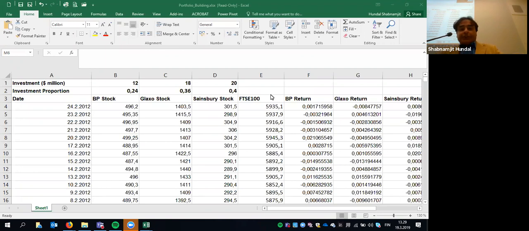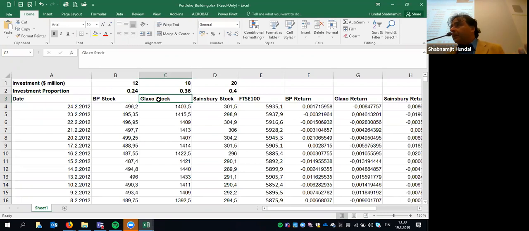Okay, so let's imagine that there is an investor and he has got 50 million. You can see here investment in dollar millions, so 12, 18, 30 plus 50. All right, let's say you have 50 million to begin with, and you want to have a portfolio of 3 stocks. So I have chosen 3 British companies. Okay, you have chosen BP, right? GlaxoSmithKline and Sainsbury. So these are the 3 companies.